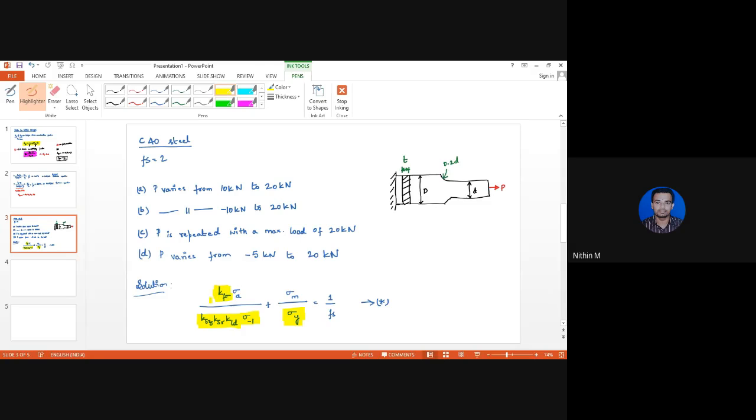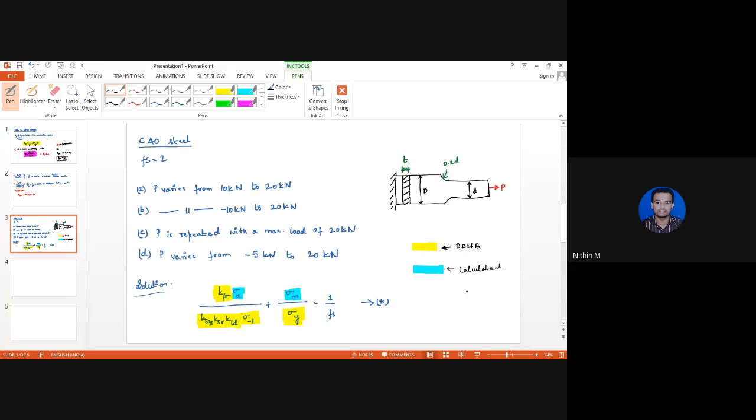So what do we do? Whatever is highlighted in yellow, those values can be obtained from the design data handbook. We can directly obtain these values using the design data handbook. Whereas by making use of the given equations or given data, we can calculate the stress amplitude as well as the mean stress. So whatever is highlighted in blue needs to be calculated.